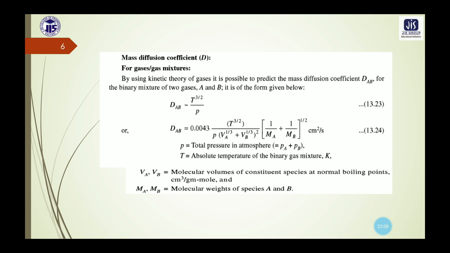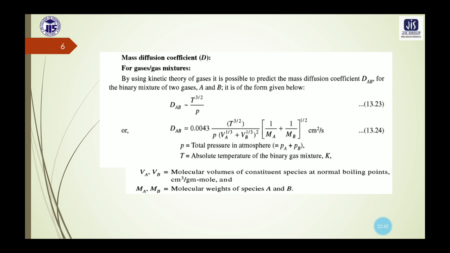Now this mass diffusion coefficient, what will be its mathematical representation for gases or gas mixtures? By using the kinetic theory of gases, it is possible to predict the mass diffusion coefficient Dab for the binary mixture of two gases A and B. So its mathematical representation Dab equals T to the power 3 by 2 by P. This is equation number 13.23, and there is another representation, that is equation number 13.24.